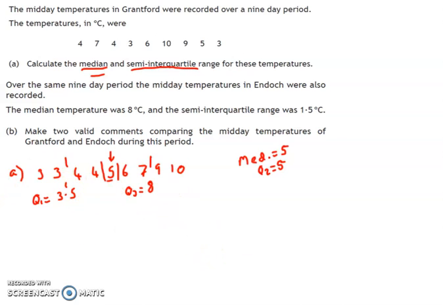What we now want is the interquartile range. Now the semi-interquartile range is the difference between the upper and the lower quartile, in half. So in order to calculate this one we do 8 take away 3.5. So 8 minus 3.5 gives me 4.5, and then I'd divide that answer by 2. So I'd cut it in half. 4.5 divided by 2 gives me 2.25. So there you go. You've got your semi-interquartile range there.